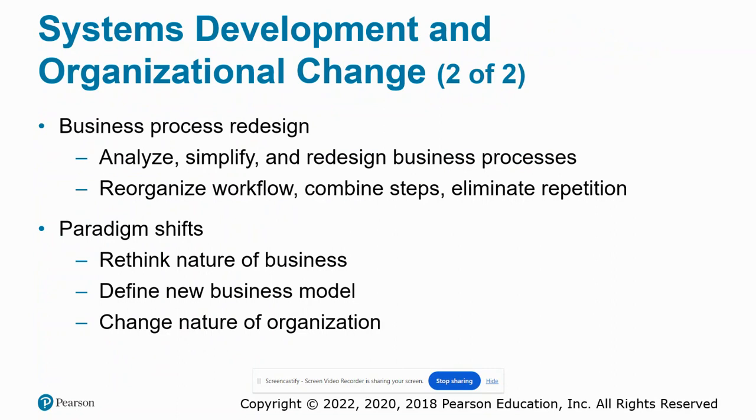Here we look at the third and fourth types of organizational change that information systems can enable. Think about examples of each type of change, again, within the context of an example of a business, thinking back to that pizza chain.